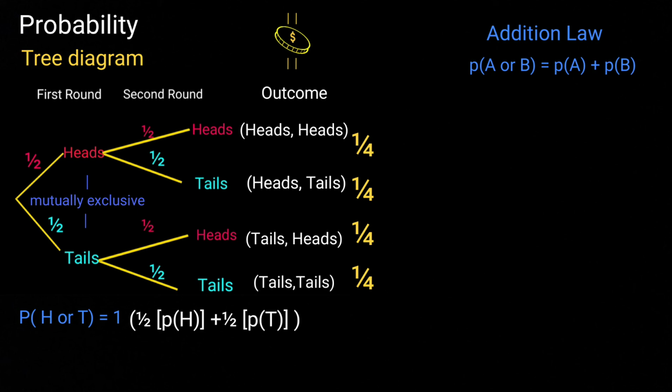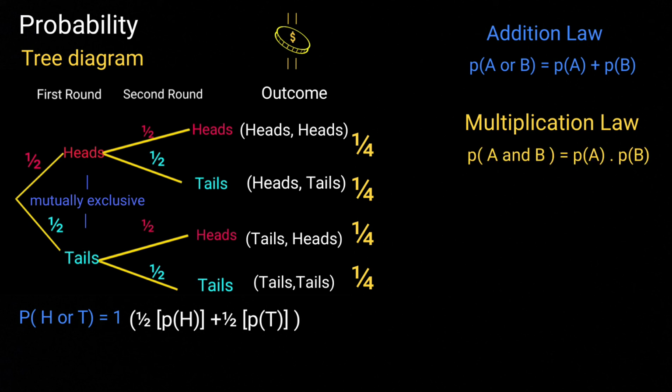Next, we know that the probability of getting heads first and tails second is 1/4. We can see that the 2 probabilities were multiplied to give 1/4. This is the multiplication law of probability. It states that the probability of getting 2 outcomes A and B on separate rounds is the probability of A multiplied by the probability of B.